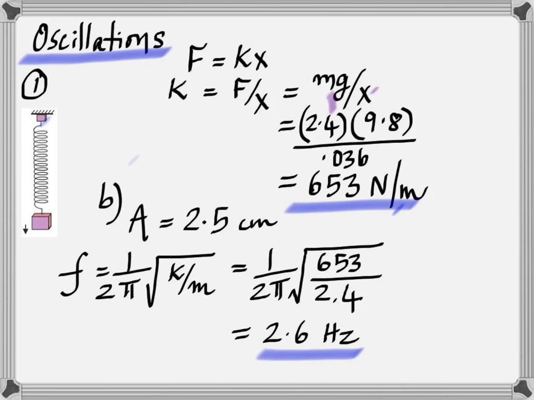Problem set on oscillations that I have to do. I'm going to do this quickly because the problems were already worked out in class. Number one, first find the K. You don't need the amplitude for the B part. And you find the frequency. Straightforward question.